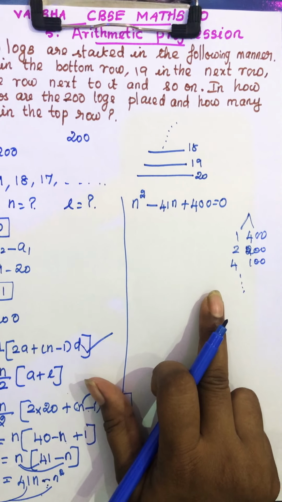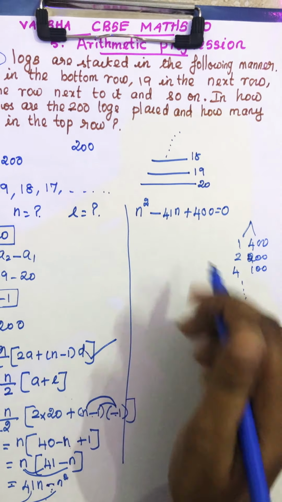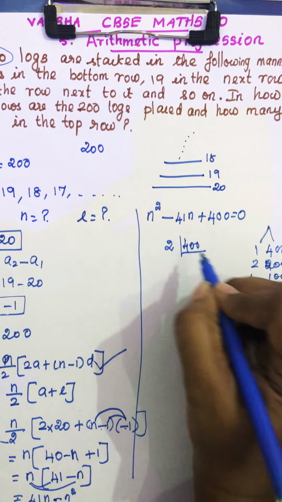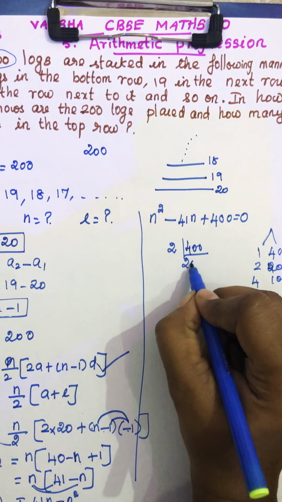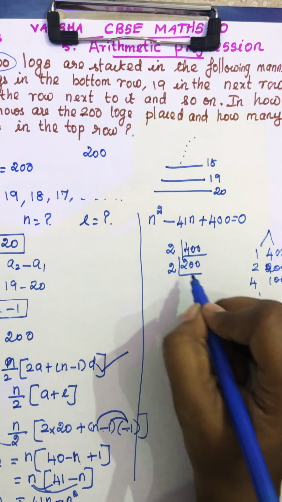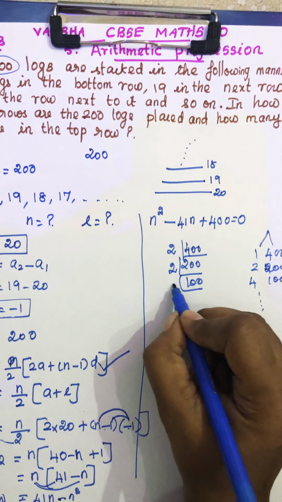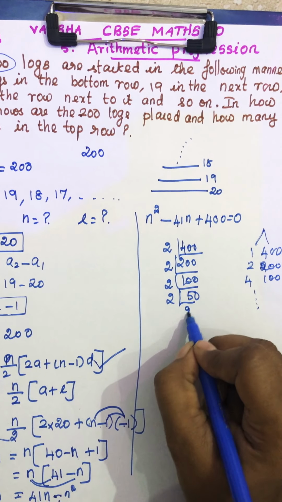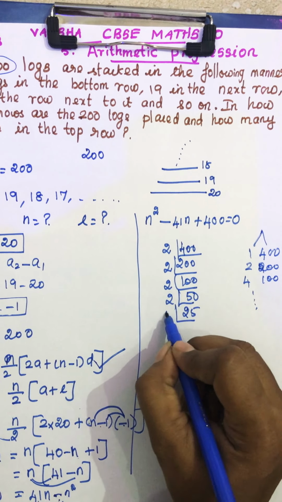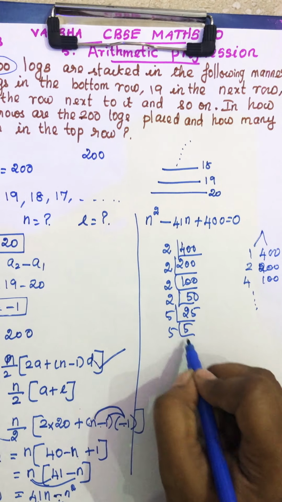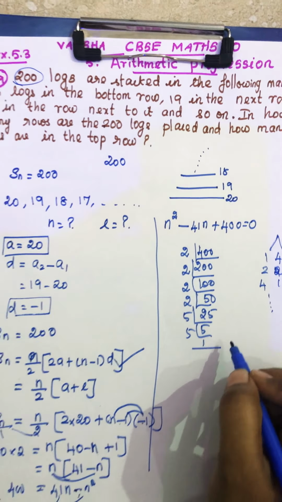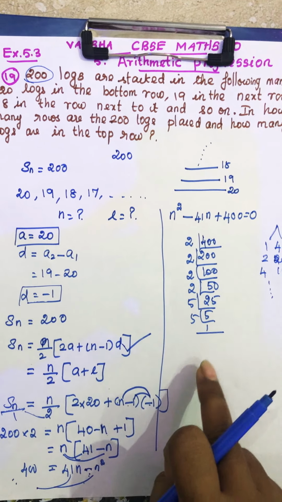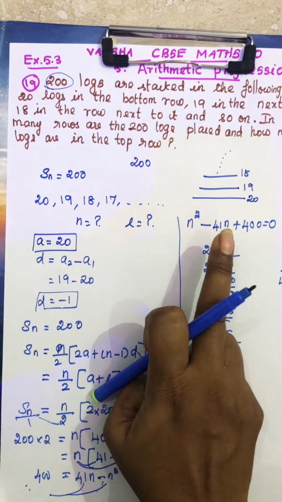So I give a short method. What is that method? 400, you have a prime factorization. So this is 200, again 2, so this is 100, again 2, this is 50, again 2, so this is 25, so again 5, 5, so 5, 5. Okay, you have to choose 2 numbers. When you add, you have to get 41. So that is our challenge.